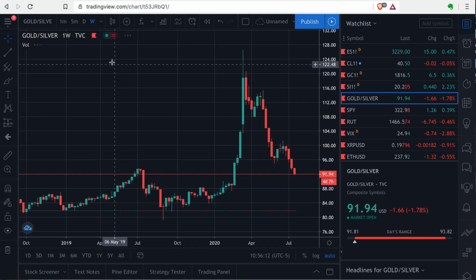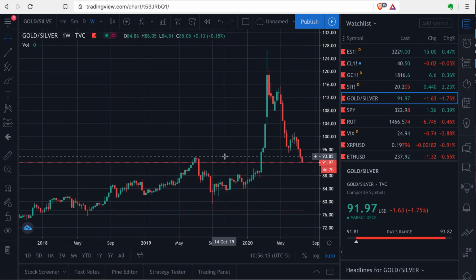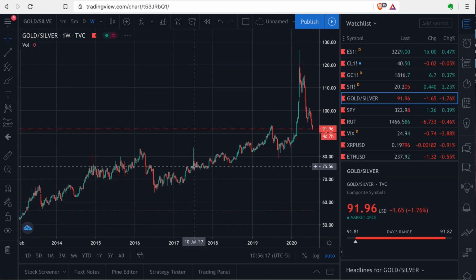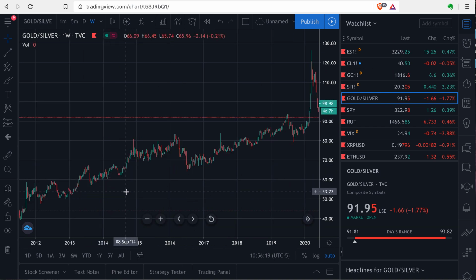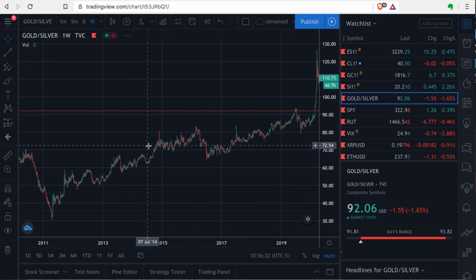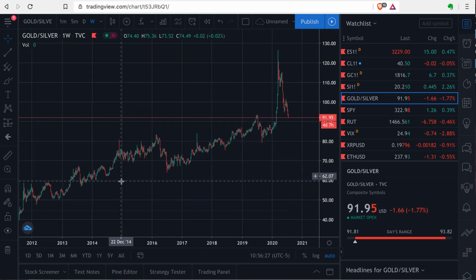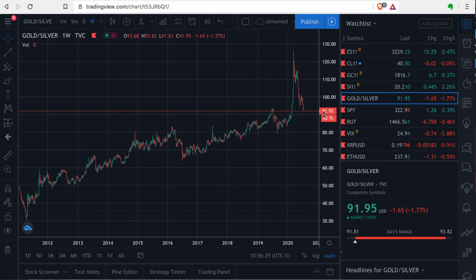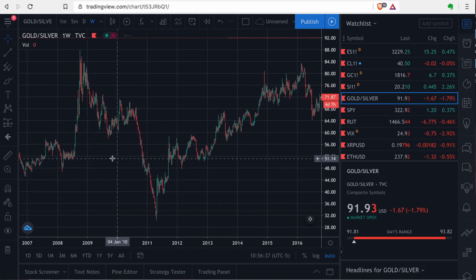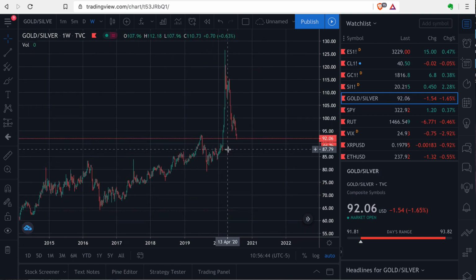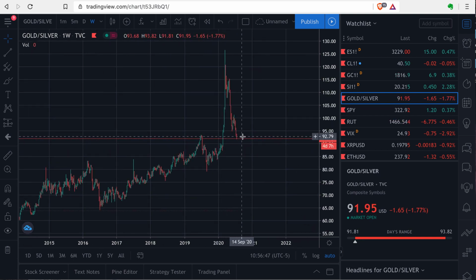If I take you to a weekly chart and expand this to a couple of years back, you can see how this ratio was going up for a couple of years. But a more natural ratio for gold and silver, rather than 91 to 1, is around the 60s or 50s. If you go here, you see it's around the 50s, 60s. This area is the more natural ratio for silver and gold. So right now, we're pretty high.